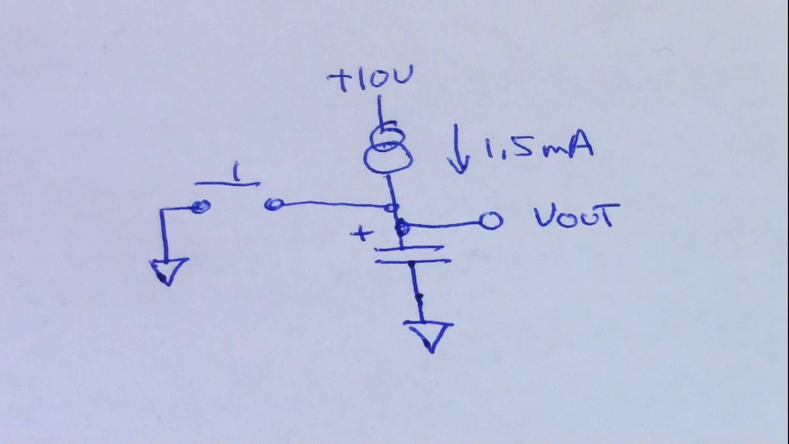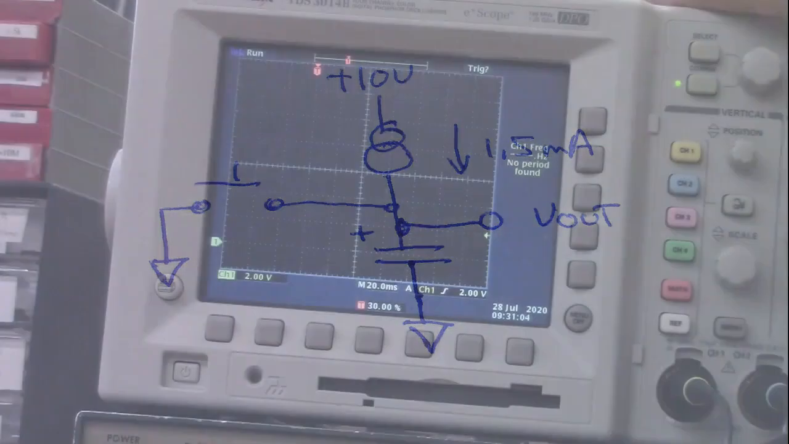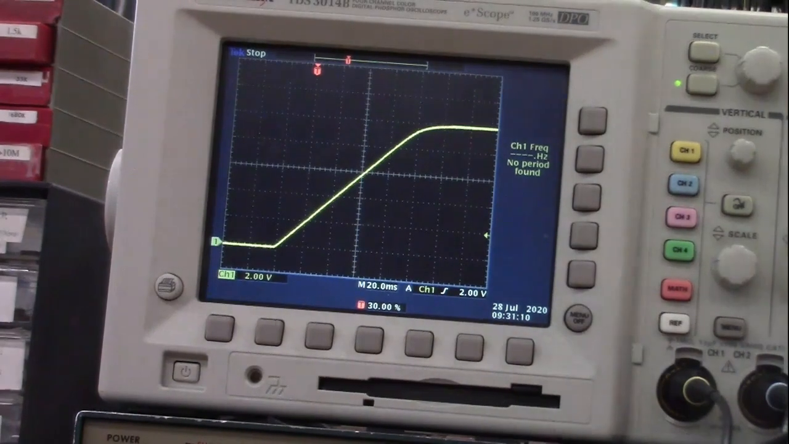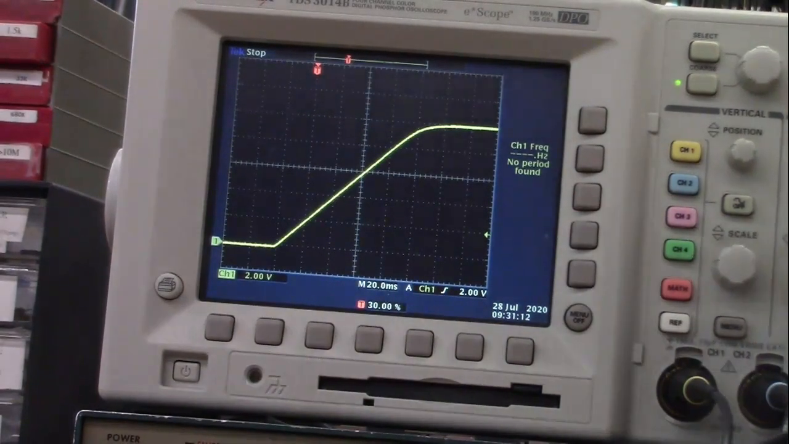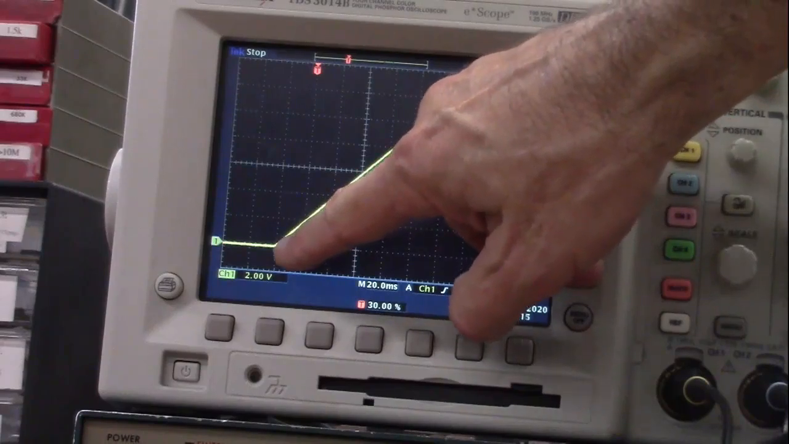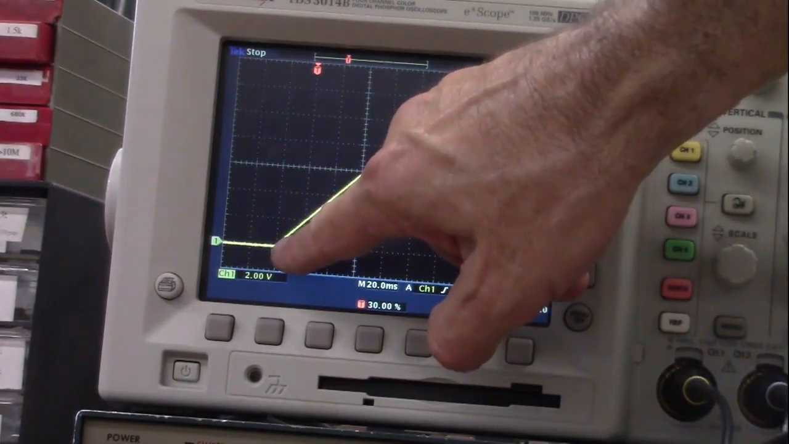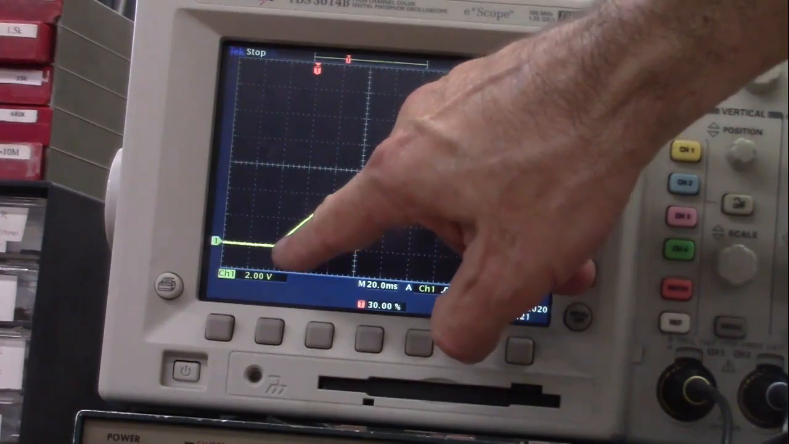When we press the button, the capacitor voltage is pulled down to ground. When we release it, the capacitor is charged by the 1.5 milliamp current source. So let's see what happens when we press and release the button. So I have the button pressed, and when I release it, the capacitor charges. And if you look, I've released the button right at this point. Before that, the voltage is 0 because I've got the capacitor shorted by the button.